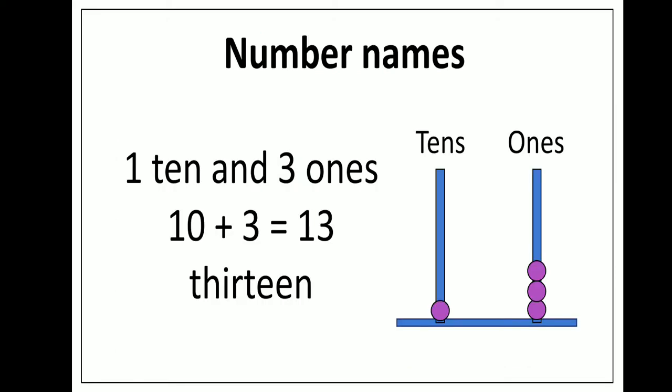Now number names. So this is an abacus. Abacus has 2 rods. The rod on left side shows a column of tens, and the rod on right side shows a column of ones. Here 1 ten and how many ones? 3 ones. 1 ten and 3 ones. 10 plus 3 is equal to 13, and the number name is THIRTEEN. 13, and write the number name.